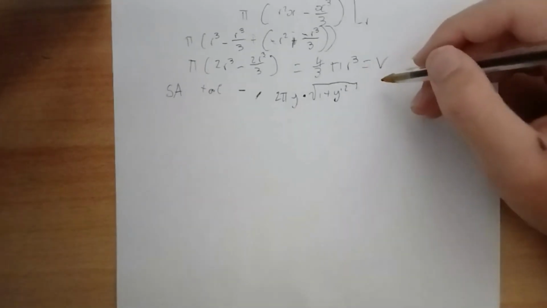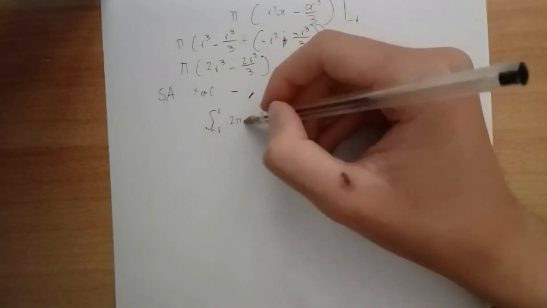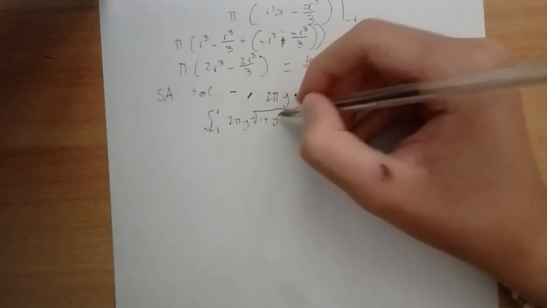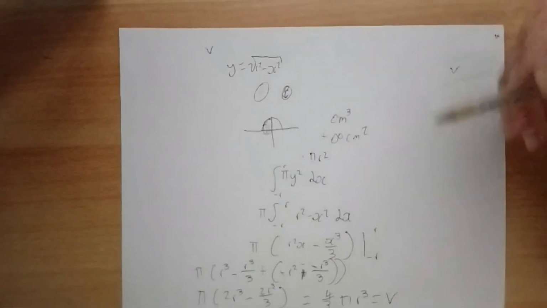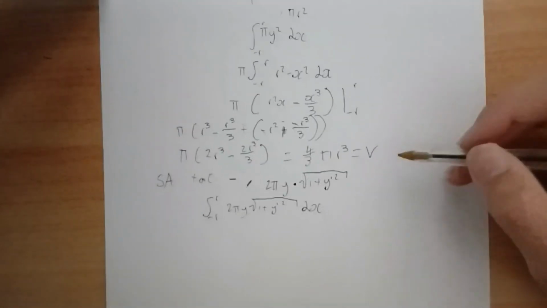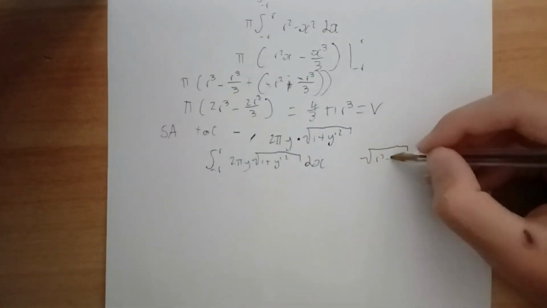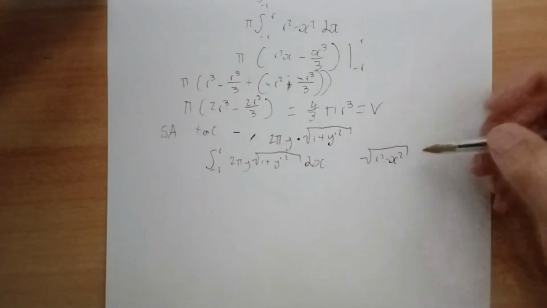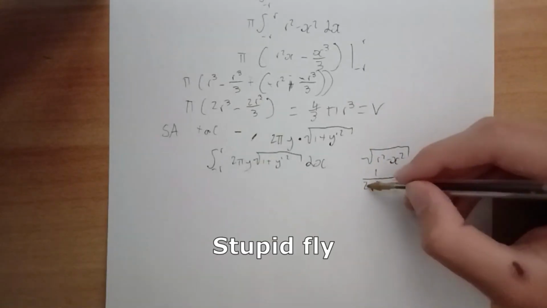So if we integrate this from minus r to r, 2 pi y times the square root of 1 plus y prime squared dx. We're first going to figure out y prime. So y is the square root of r squared minus x squared. The derivative of that with respect to x, we just use the chain rule. The derivative of this bit is 1 over 2 times the square root of r squared minus x squared.